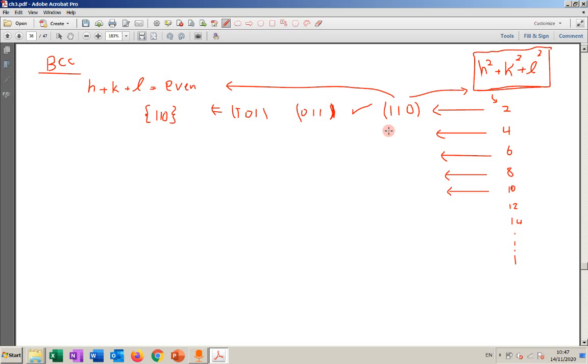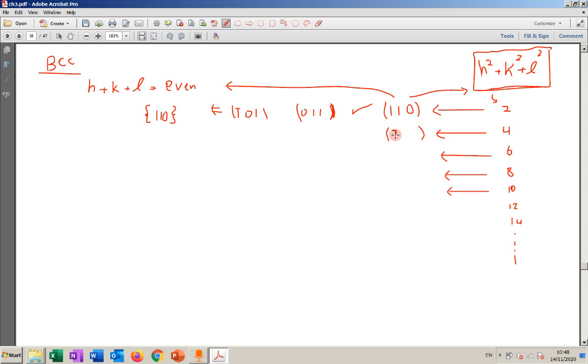Number 4. We're going to try to have a combination again. Now if I go 1, 1, 1, their summation will be 3. 3 is not even, so this is not a possible condition.